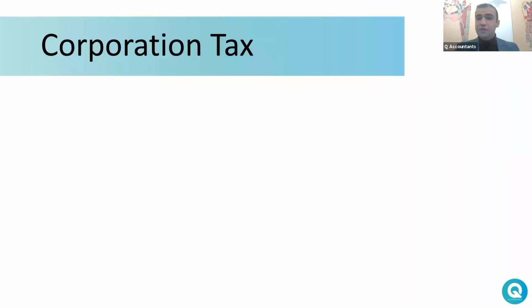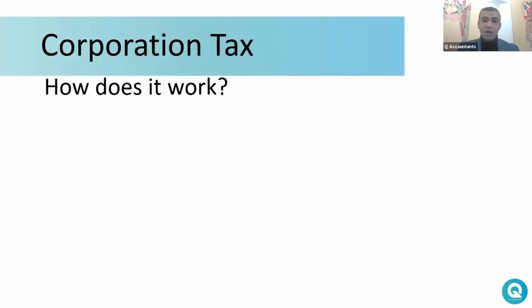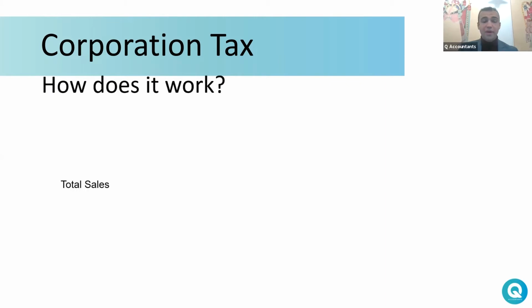So we'll start with the easy one, corporation tax. How does it work? What is corporation tax? It's very simple. You have total sales in the company, and we deduct the total expenses, and whatever you have left is net income, right? And from net income, you multiply by the corporation tax rate, which is 19%, and you have the corporation tax to pay.